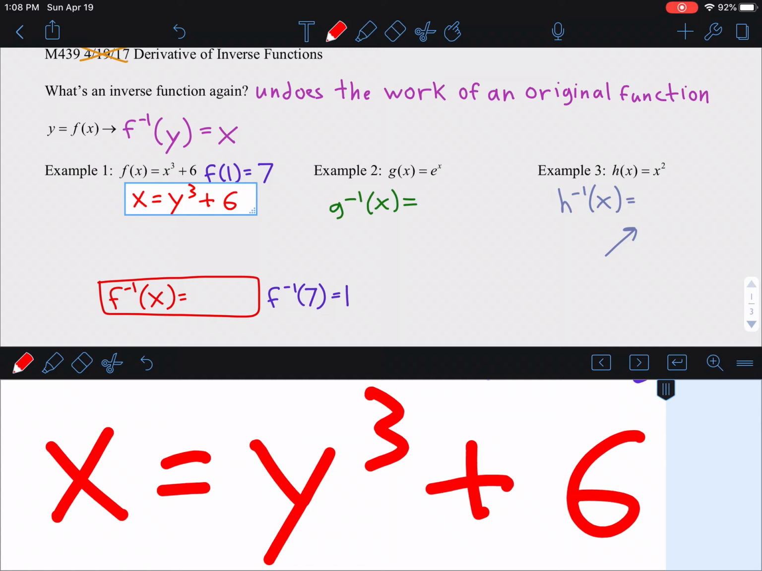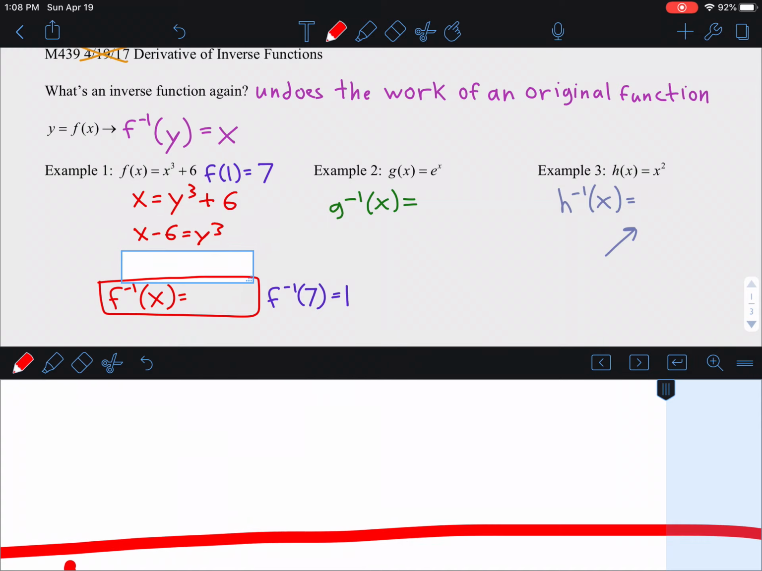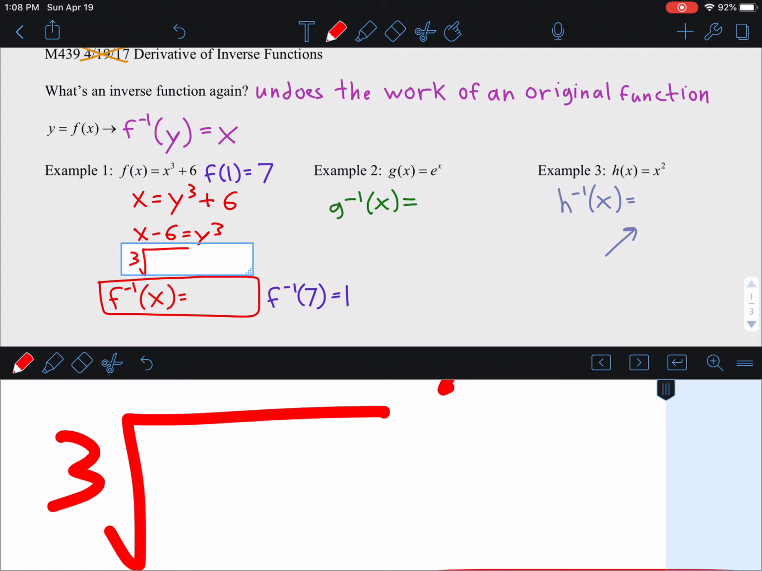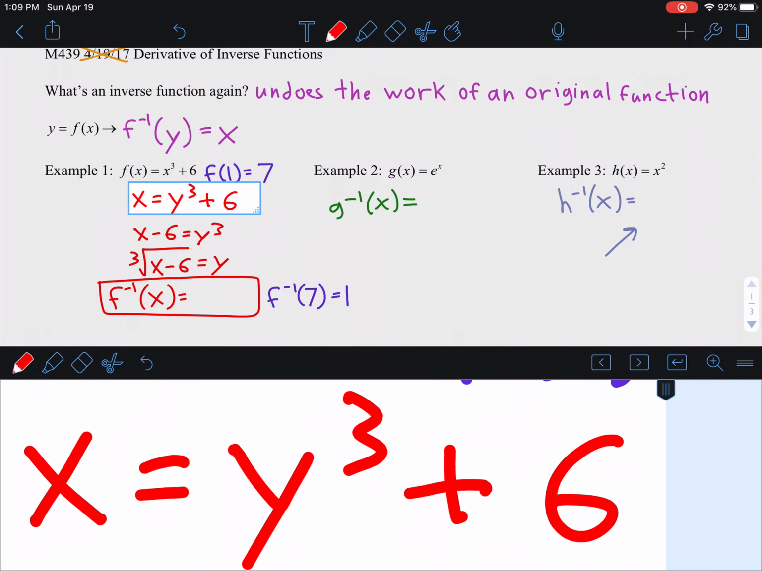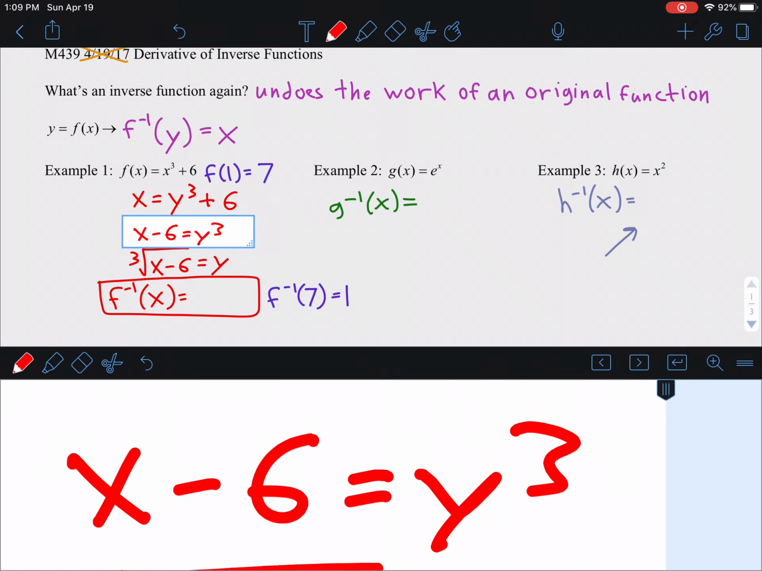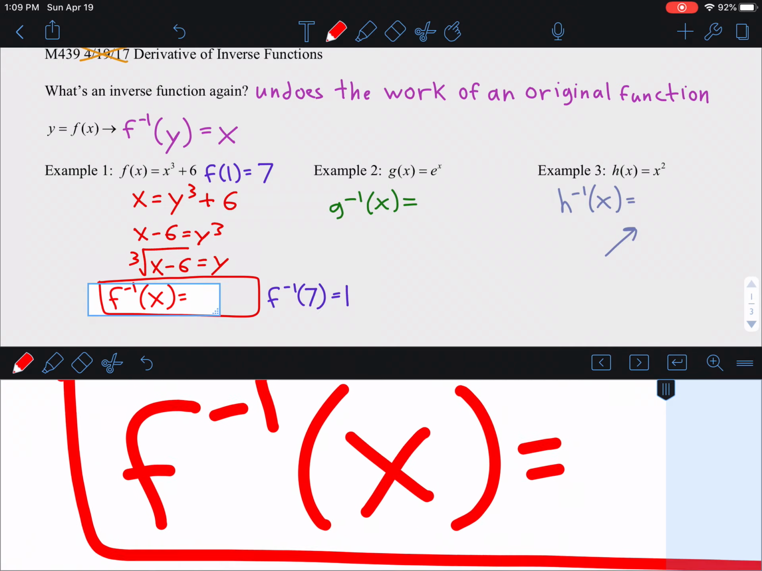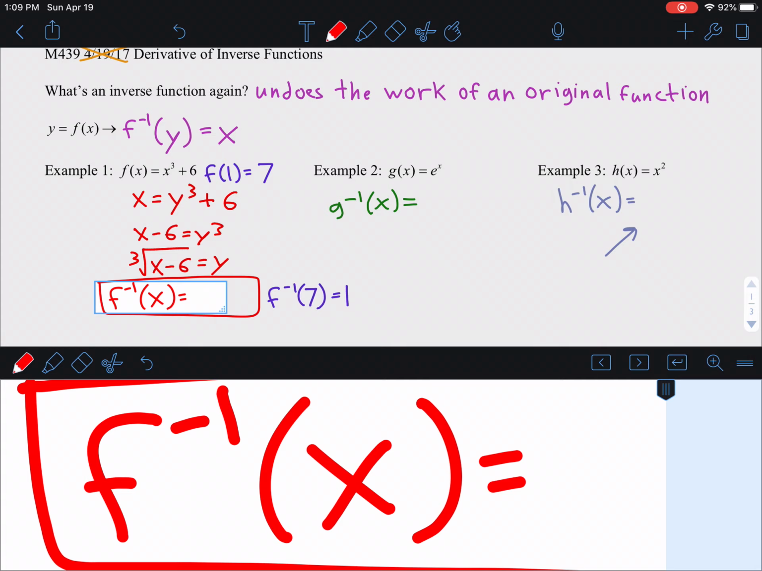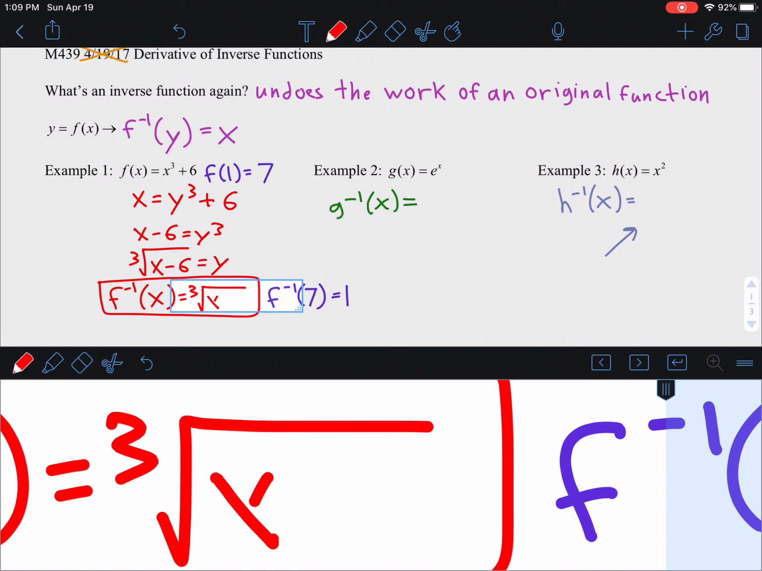And now we're going to get the y by itself. So I'm going to subtract 6 on both sides. And now I'll take the cube root of both sides. So I get the cube root of x minus 6 equals y. And so, again, step 1, flip all x's with y's and all y's with x's, and then from there, do some algebra manipulation to get y by itself. And once I have that y by itself, whatever y equals is going to be my inverse function. So the inverse of f here is going to be the cube root of x minus 6.